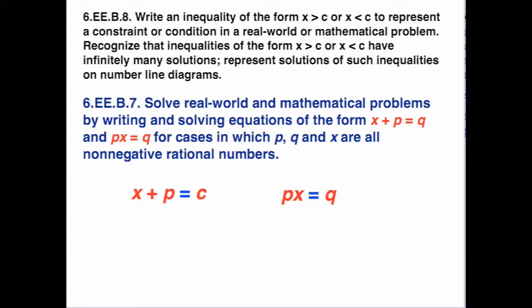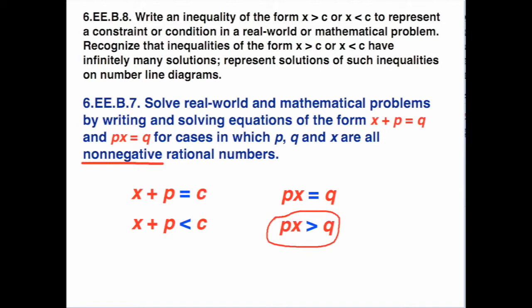So according to this standard, 6.EE.B.7, we have equations that are strictly one operation involved, for example, just adding or multiplying. But here's something that's very important. Non-negative rational numbers. It's not that big of a factor with equations, but it is critical with inequalities, in particular when you're dealing with multiplication or division.